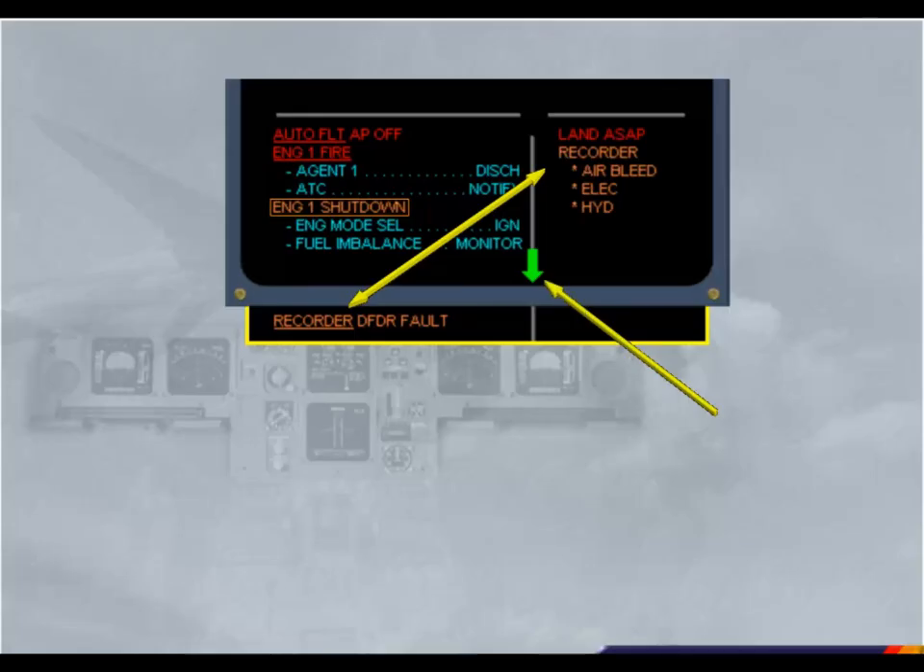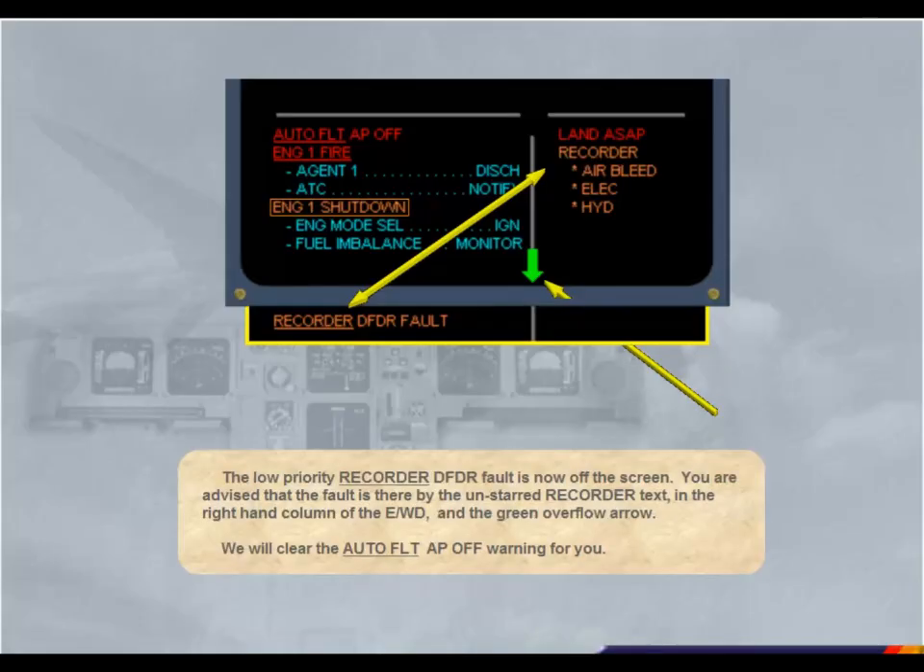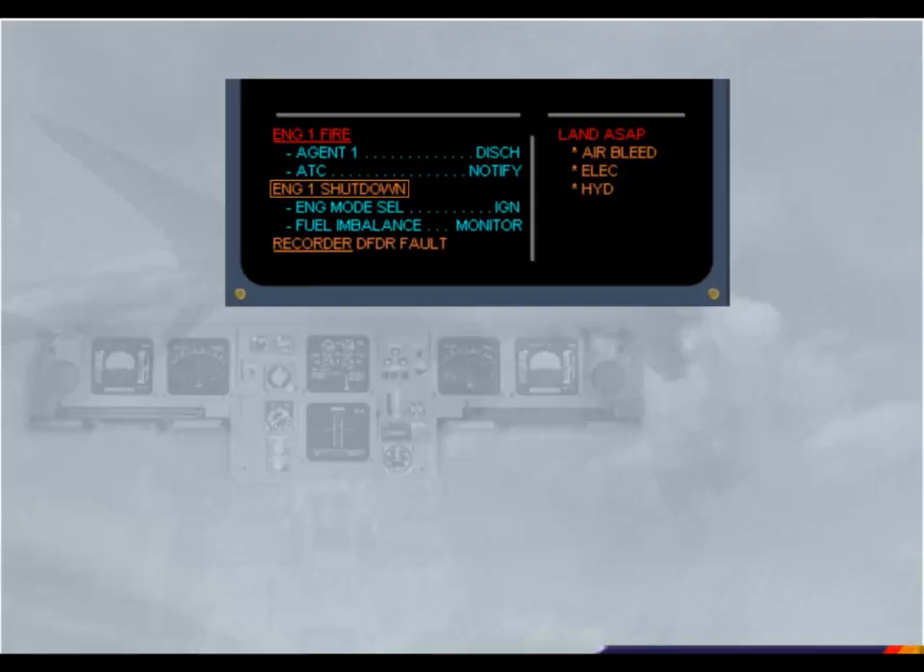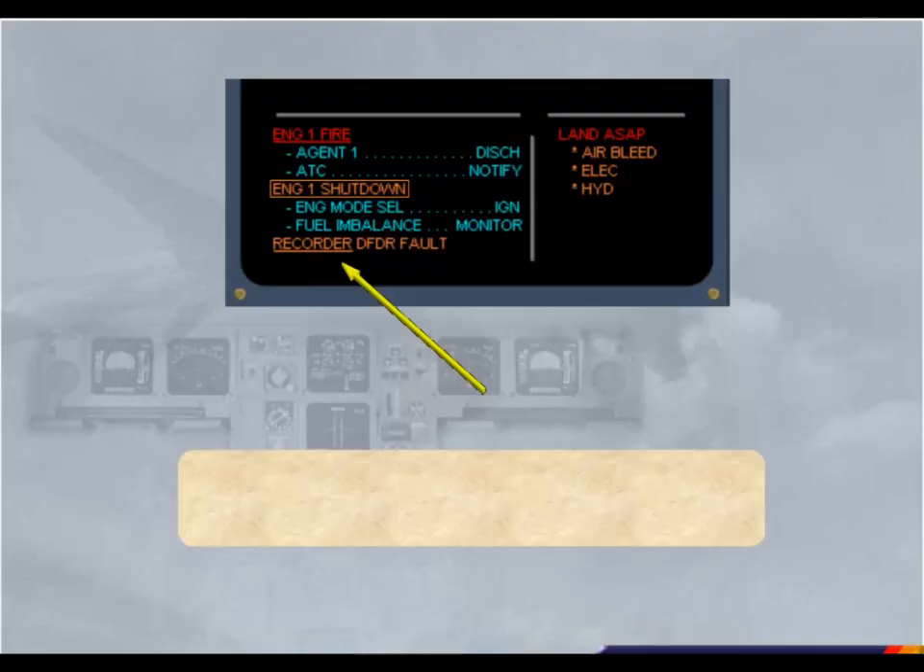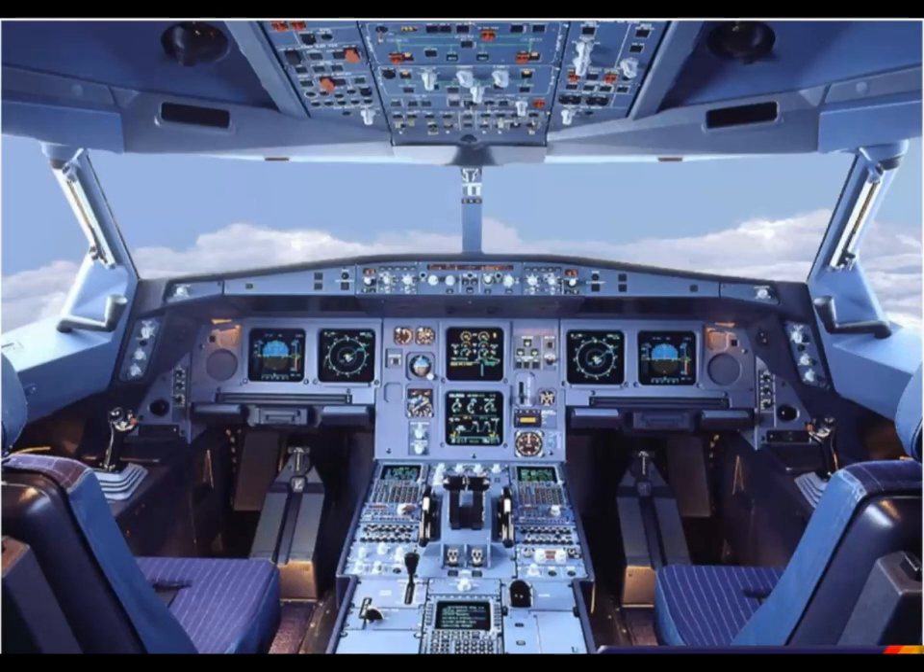We will clear the Autoflight Autopilot Off warning for you. The recorder DFDR fault message is back at the bottom of the engine and warning display, and the recorder text has been removed from the right-hand column. In this module, we have discussed the ECAM system. You have seen the various failure levels and how the ECAM system alerts, indicates, and helps you deal with a failure. Throughout the ground school course and during your simulator sessions, you will have the opportunity to practice ECAM procedures.